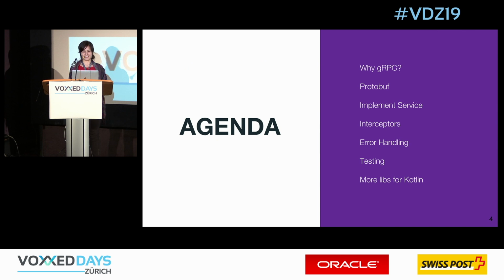So let's start. Today we'll talk about gRPC, because as I understand, most of you don't know what it is. Then we'll talk about the serialization protocol used in gRPC, it's protobuf. Then we'll implement some simple service, we'll write interceptors, we'll do error handling, we'll test everything, and we'll discover some interesting libs for Kotlin and gRPC.